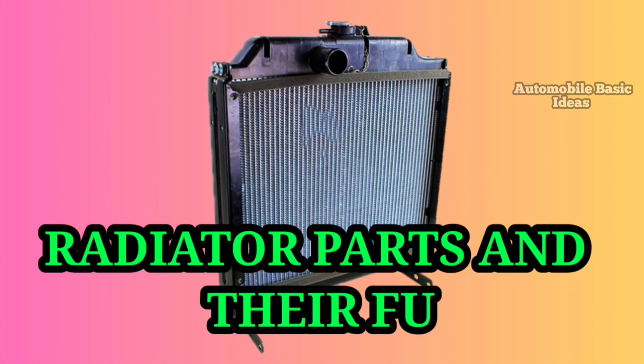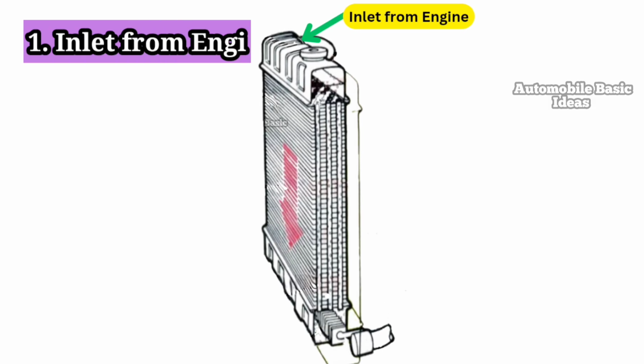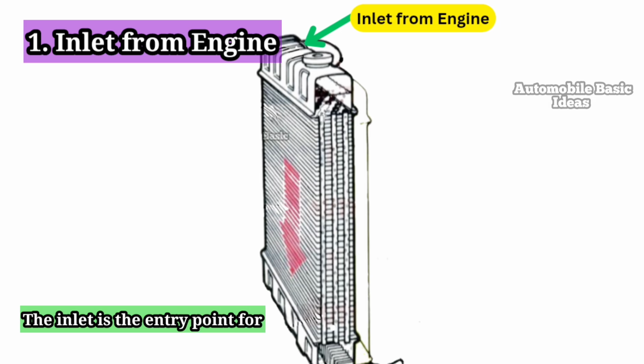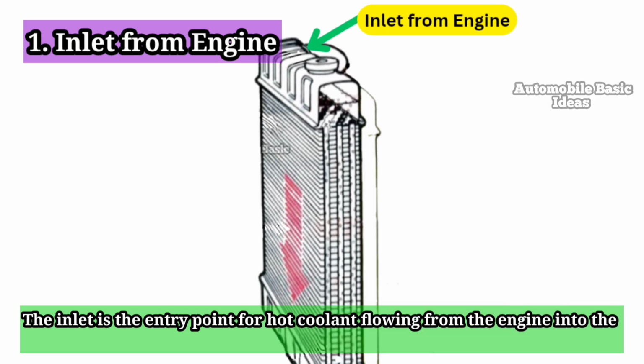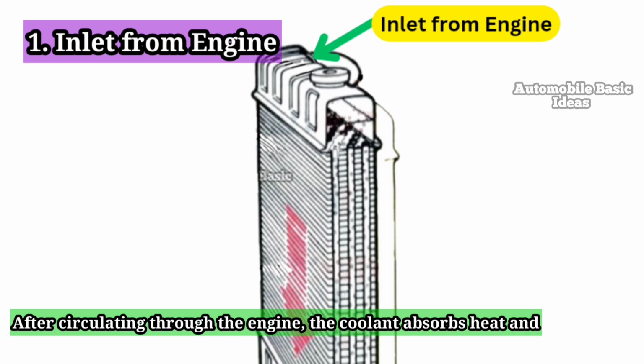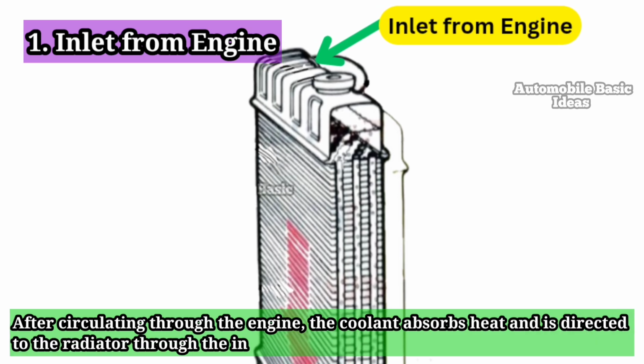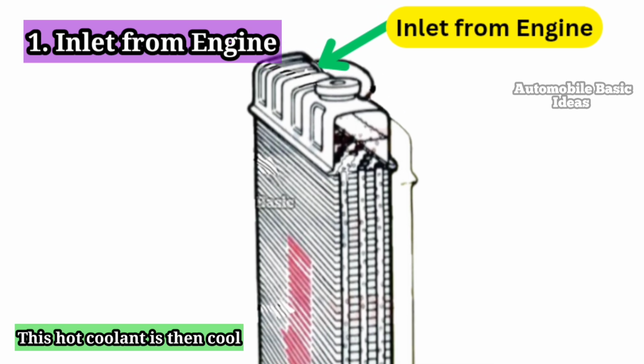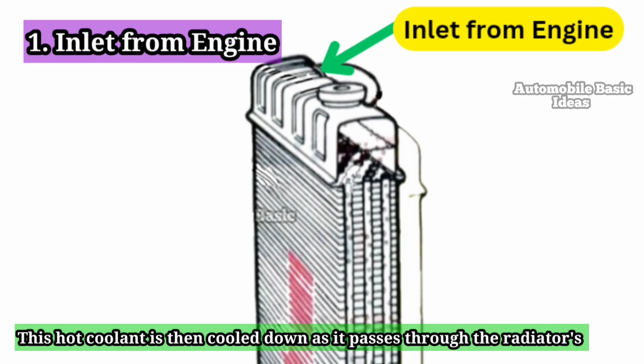Radiator parts and their functions. 1. Inlet from engine. The inlet is the entry point for hot coolant flowing from the engine into the radiator. After circulating through the engine, the coolant absorbs heat and is directed to the radiator through the inlet. This hot coolant is then cooled down as it passes through the radiator's core.